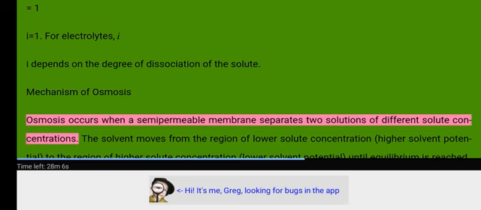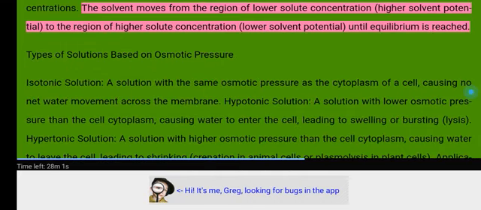Mechanism of osmosis. Osmosis occurs when a semipermeable membrane separates two solutions of different solute concentrations. The solvent moves from the region of lower solute concentration, higher solvent potential, to the region of higher solute concentration, lower solvent potential, until equilibrium is reached.